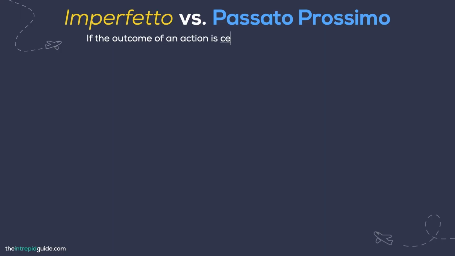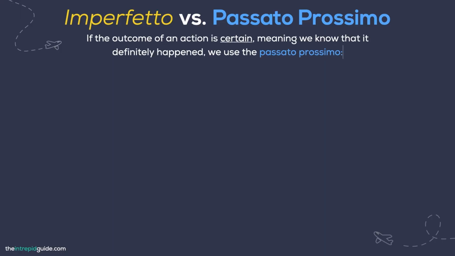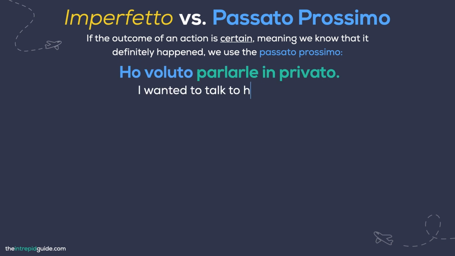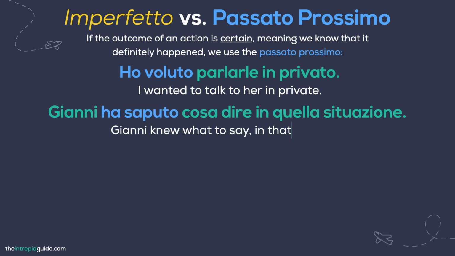Now, if the outcome of an action is certain, meaning we know that it definitely happened, we use the passato prossimo. For example, Ho voluto parlarle in privato. I wanted to talk to her in private. Gianni ha saputo cosa dire in quella situazione. Gianni knew what to say in that situation.